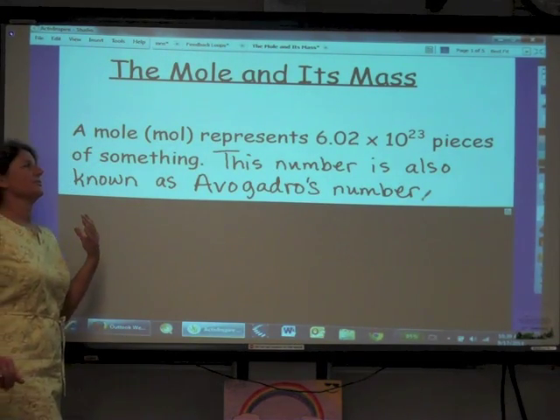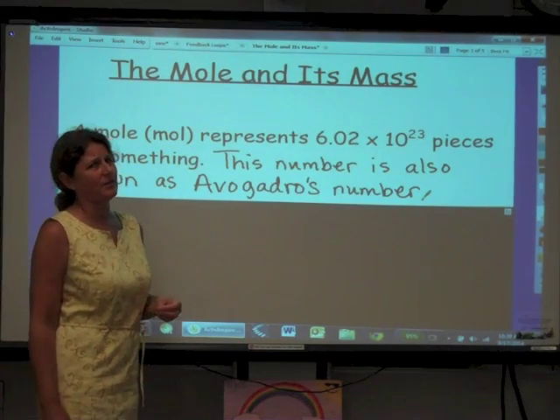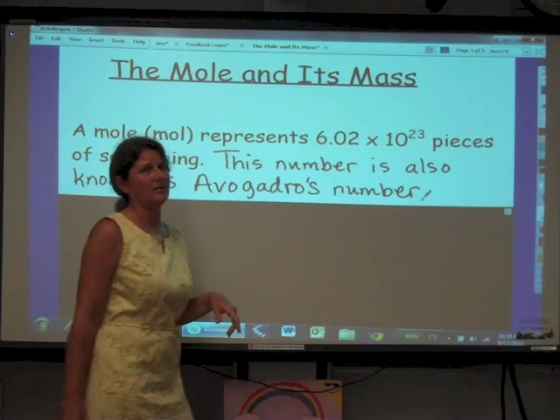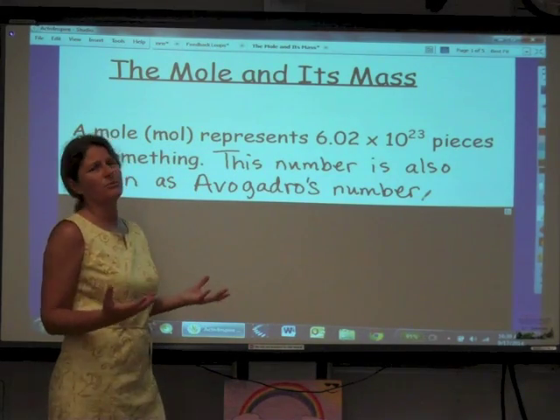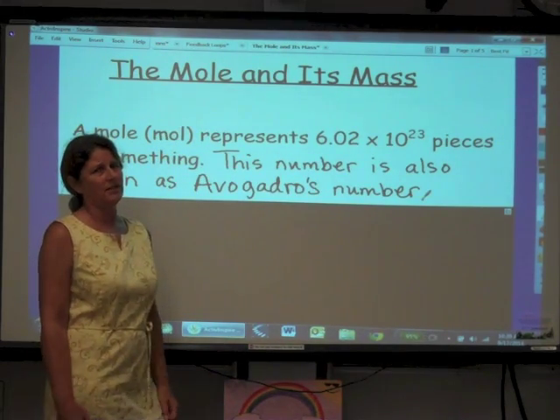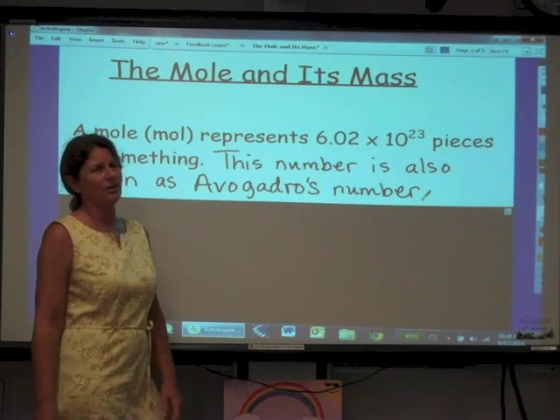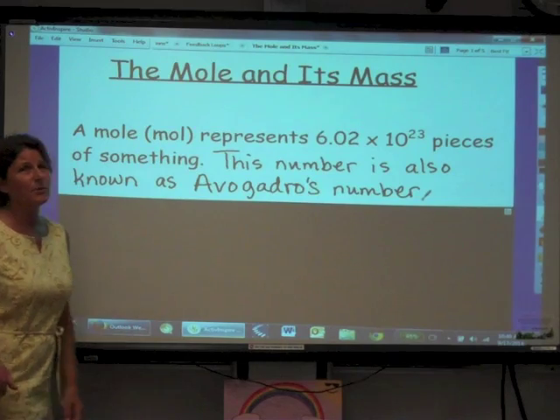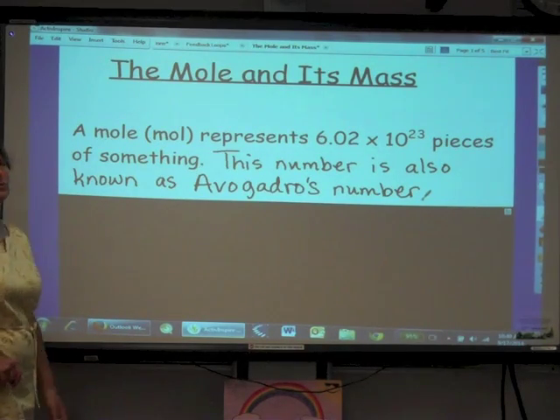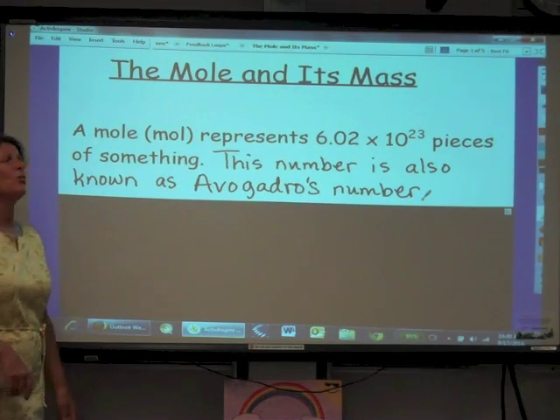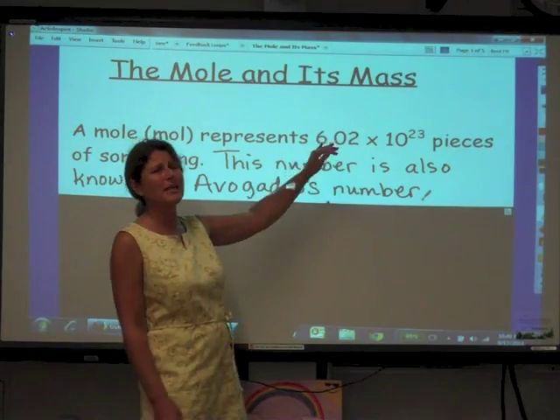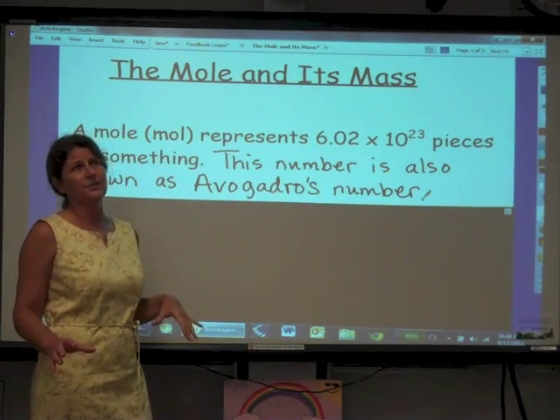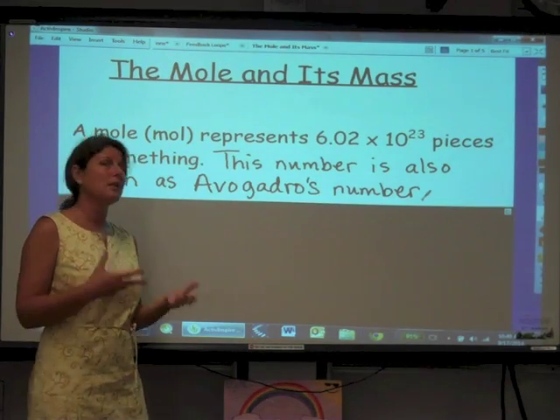Now, why would chemists come up with this monstrosity of a number for a quantity? Why, compared to a dozen? That's a lot. And that's because, of course, atoms and molecules are so tiny. They're so tiny that we need lots and lots of pieces of them in order to actually see them and manipulate them.